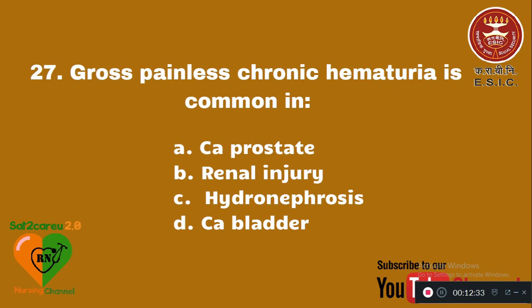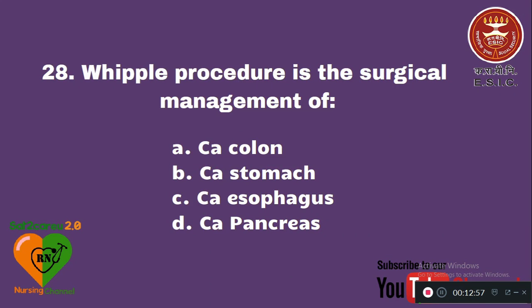27. Gross painless chronic hematuria is common in A, cancer prostate, B, renal injury, C, hydronephrosis, D, cancer bladder. Gross painless chronic hematuria is a characteristic feature of option D, cancer bladder.